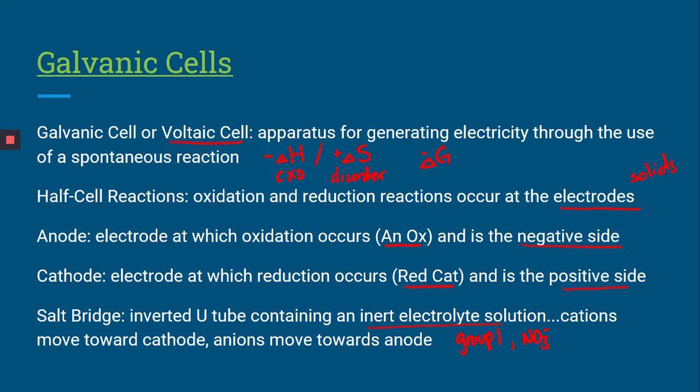The cation would move towards the cathode side to help build back up the positive side of the cathode. And then the negative anions move towards the anode to help balance the positive charge buildup that's happening on that side of the battery. So let's take a look at a battery.